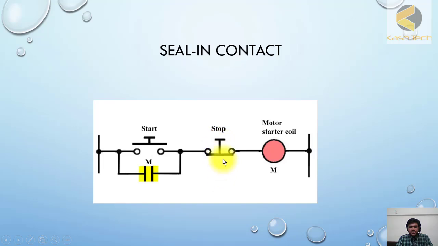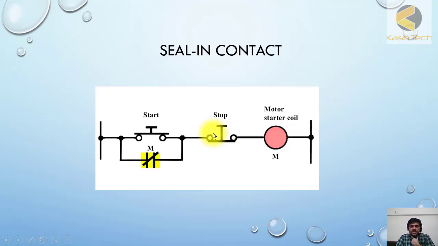As soon as I press this button, the DC supply of this coil will be disconnected, or the contactor will be disconnected. This contact will become open, and even if I release it back, I close it back, the coil will not energize. So this is the concept of seal-in.